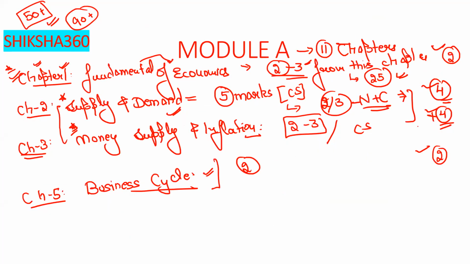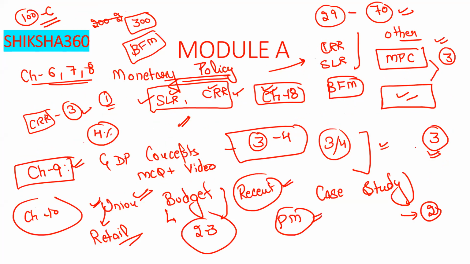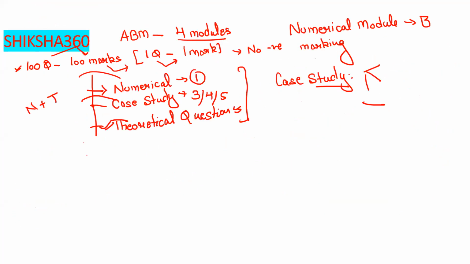This is 10 plus 2, 12 plus 3, 15, 18, 20. We can say that we are able to score 20 marks in module A. If they ask 25 to 30 marks, we can say that we can score 20 marks in module A. Next one is module B.